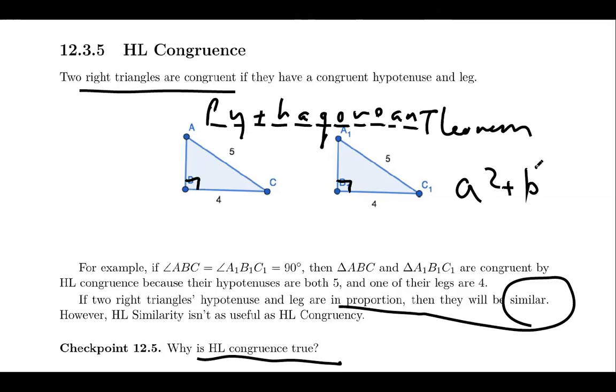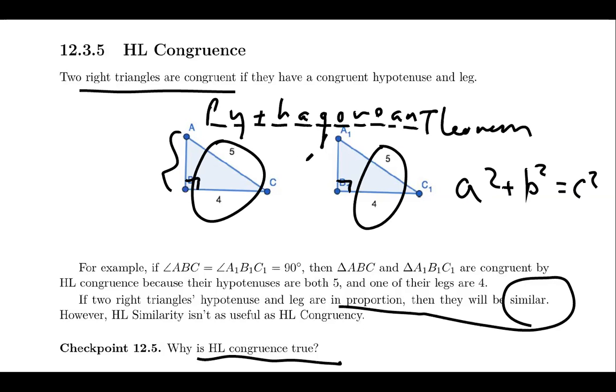Remember that a squared plus b squared equals c squared. So since we know the hypotenuse and leg, we can get the other side. And since the hypotenuse and legs are the same, it will be the same length. And then by SSS congruency, these two triangles are congruent. And this can be helpful if you spot this in certain problems. It can help make things a lot more simple.